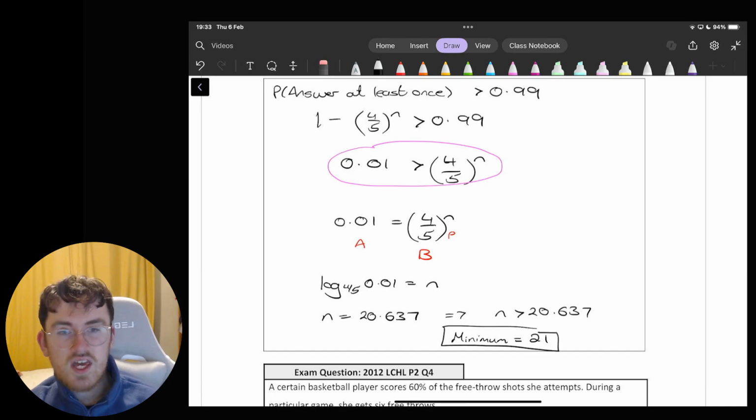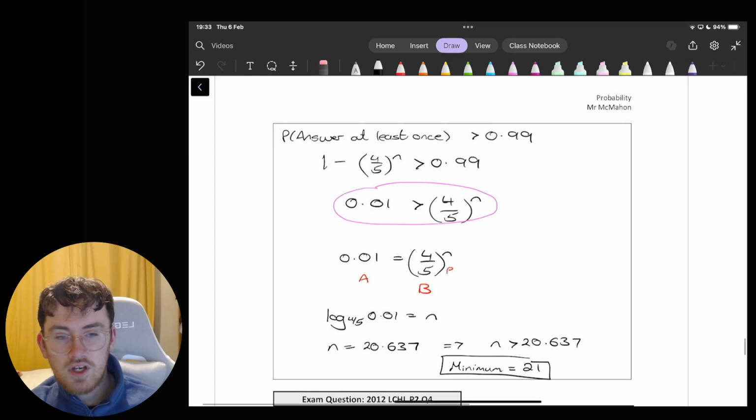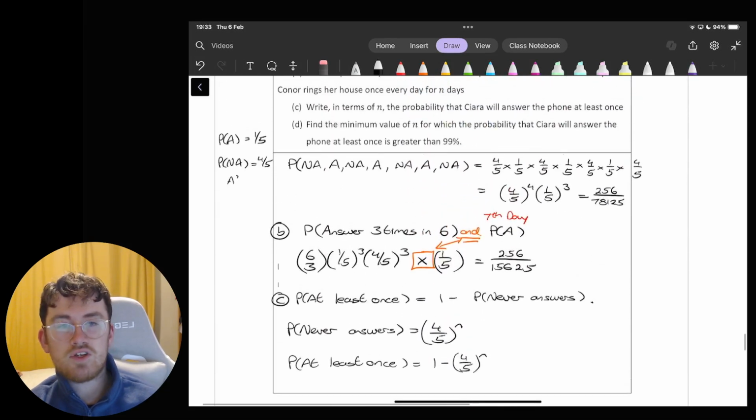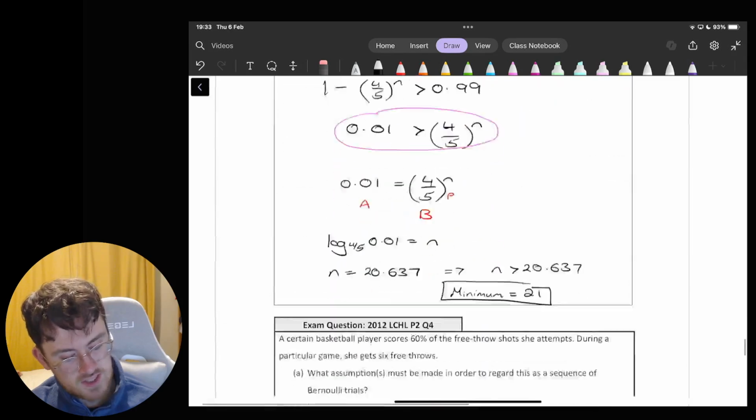So if we use a minimum of 21 days, then the probability that you will answer at least once will be greater than 99%. Okay, it's quite a few days though. We have to do at least 21 days to be sure that she'll answer at least once with a 99% certainty, or more than 99% certainty.